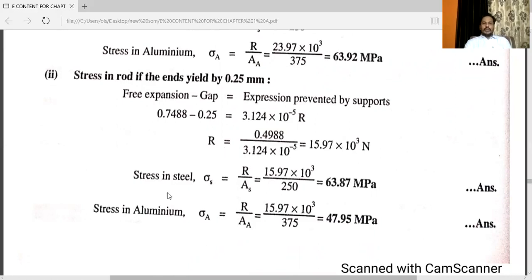Again, calculate the stress in steel. Stress is equal to load upon cross-sectional area. We have the value of R, that is 15.97 into 10 raised to 3, upon area of steel, that is 250. The answer is 63.87 megapascal. Stress in aluminium: again, R upon cross-sectional area of aluminium, that is 375. R is calculated, that is 15.97 into 10 raised to 3. The answer is 47.95 megapascal.